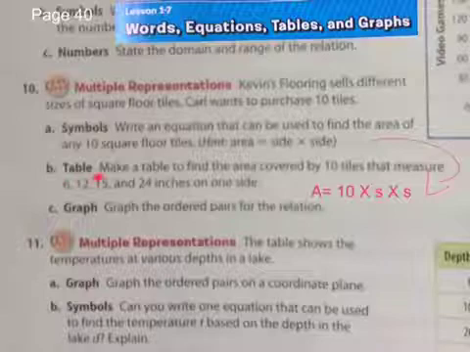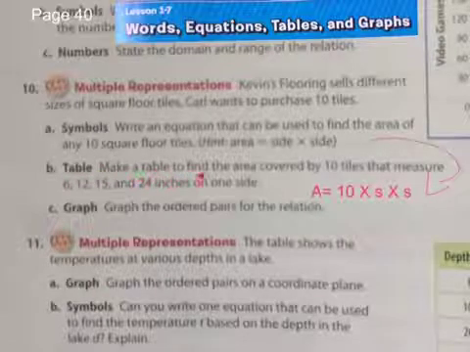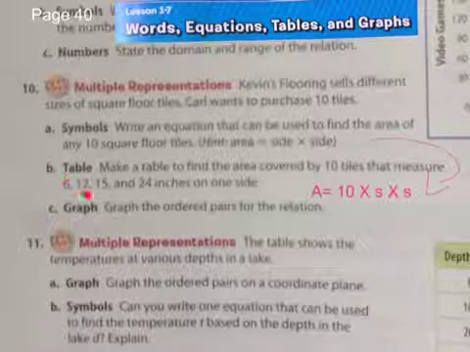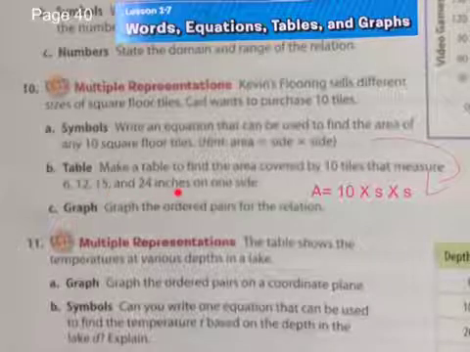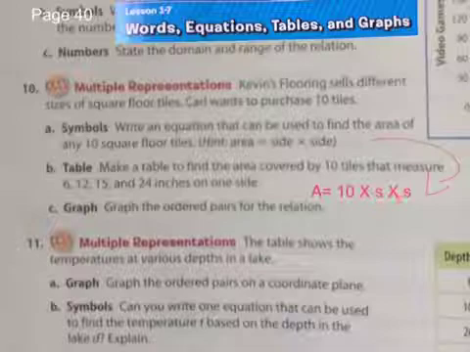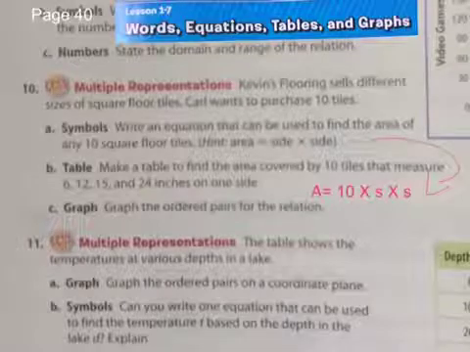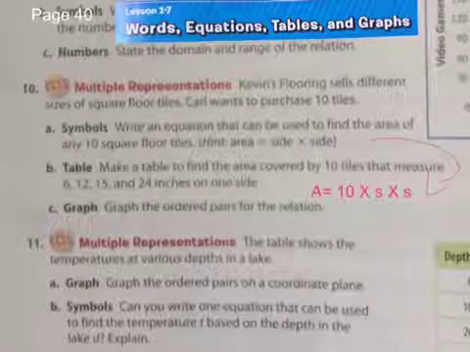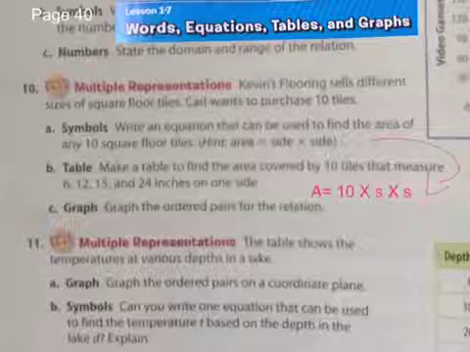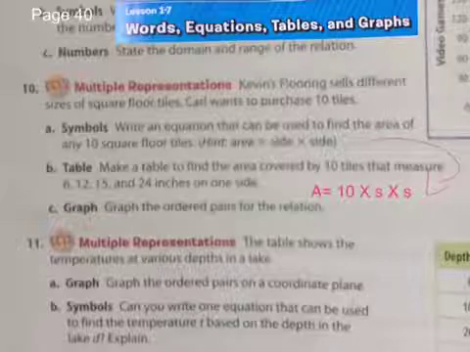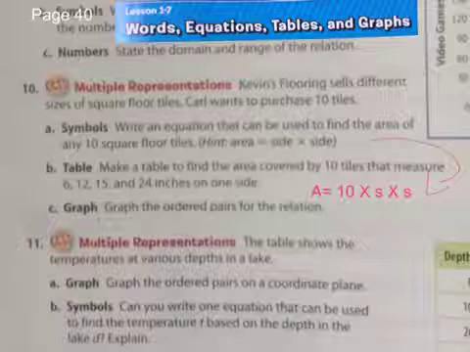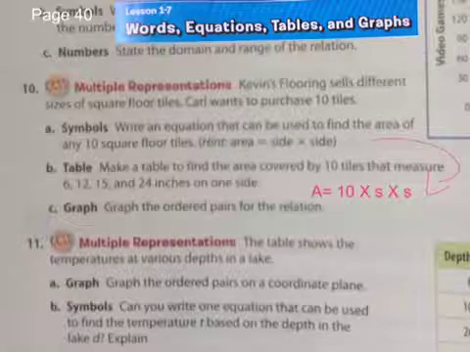Okay, let's make a table. Make a table to find the area covered by 10 tiles that measure 6 inches, 12 inches, 15 inches, and 24 inches. So we simply have to replace these with these lengths so that we can find the area in inches for 10 tiles at these sizes. So we could simply say 10 times length times width, and that'll give us our area.